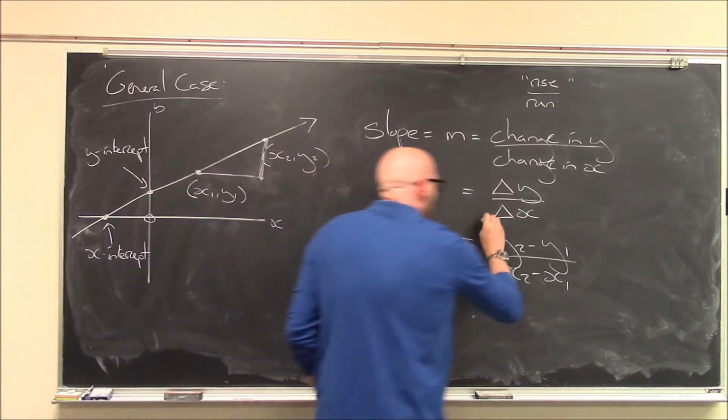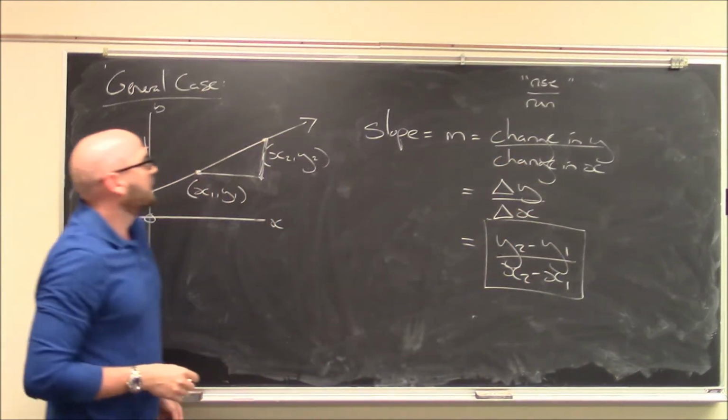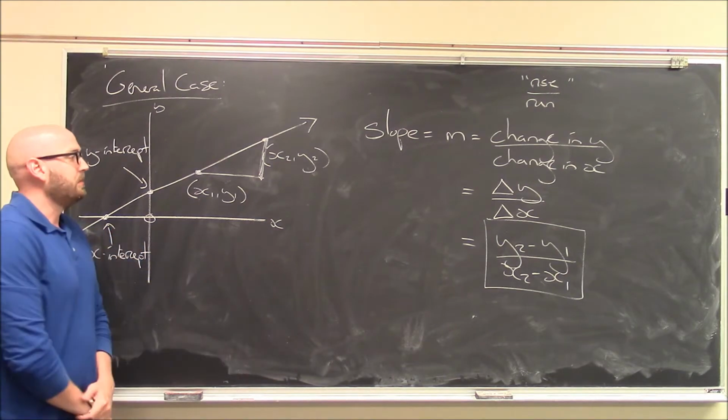So here's our slope. Commit this to memory. If you know 2 points on a line, then you can measure its slope by using this formula.